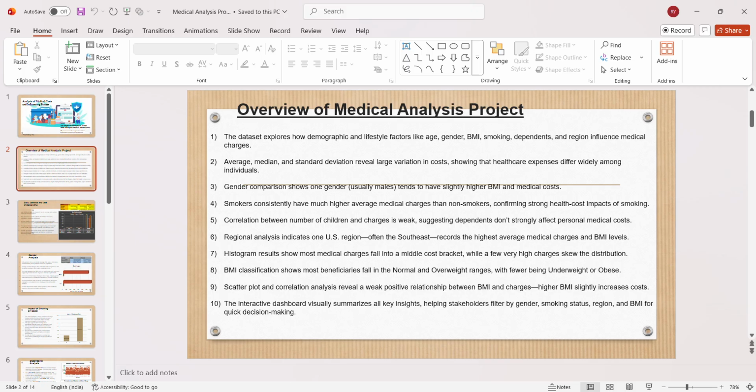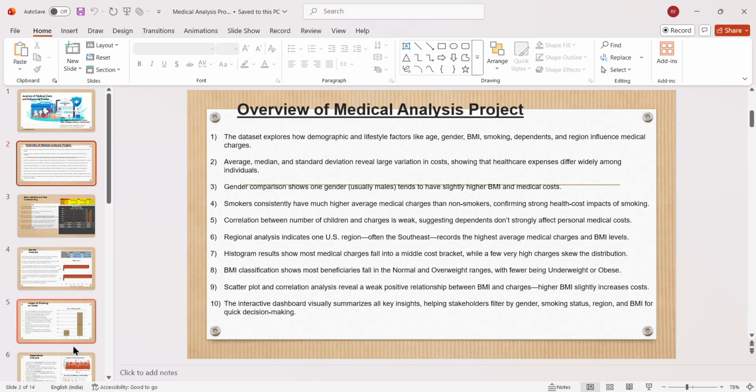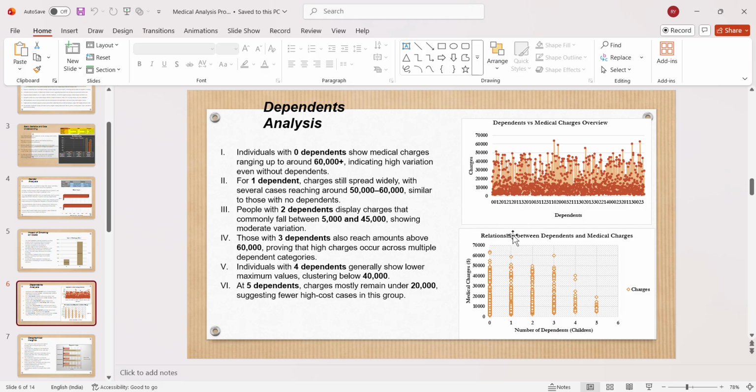Let's see the interpretation of this analysis. Individuals with zero dependents show medical charges ranging up to 60,000 plus, indicating high variation even without dependents. If we see five dependents, charges mostly remain under 20,000, suggesting fewer high-cost cases in this group.